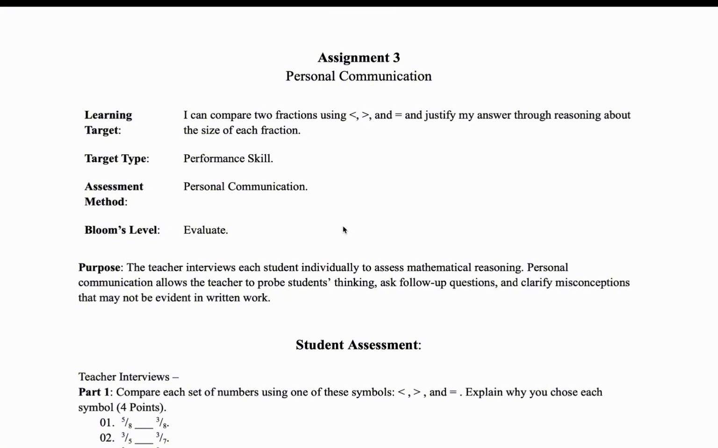Then assignment 3, personal communication. The learning target is I can compare two fractions using the less than, greater than, and equal to signs to justify my answers through reasoning about the size of each fraction.